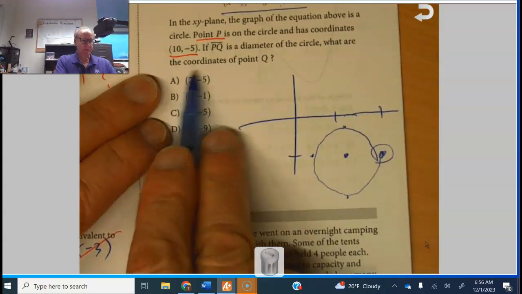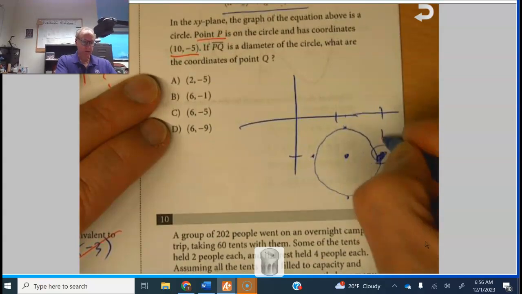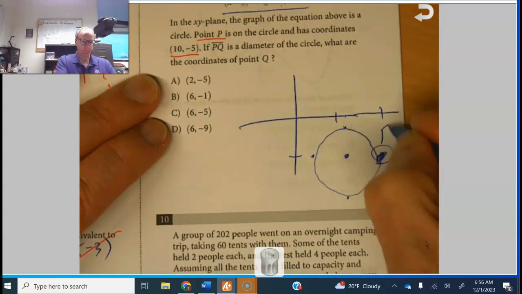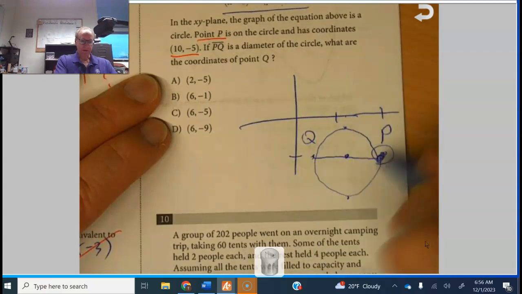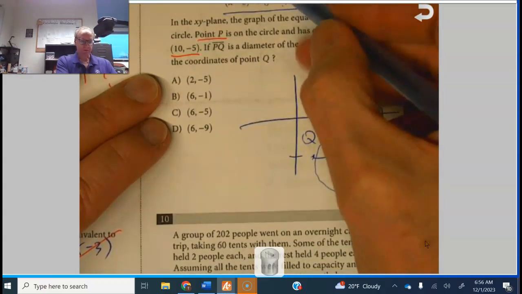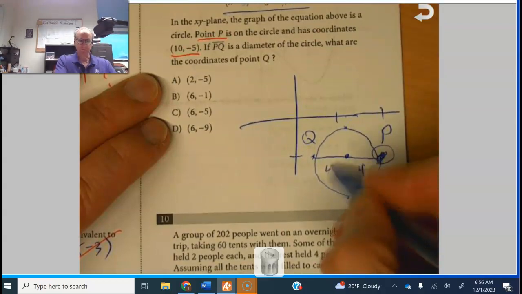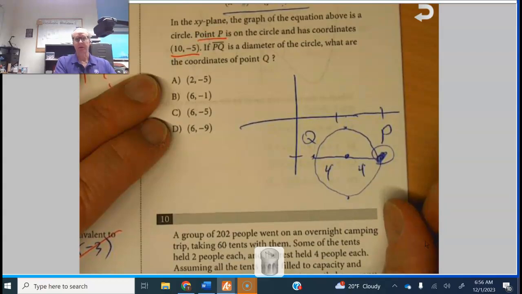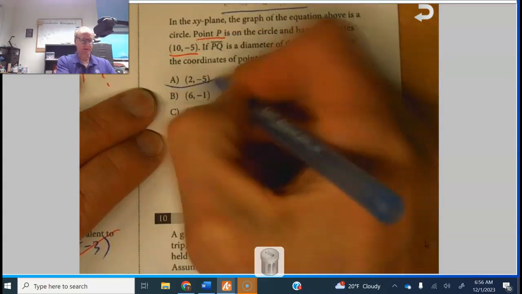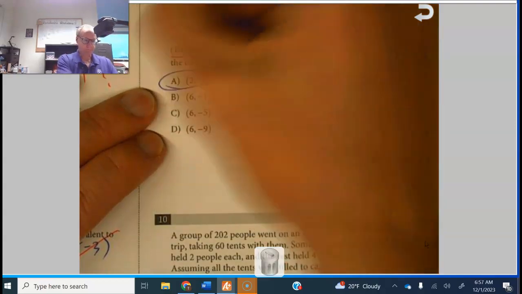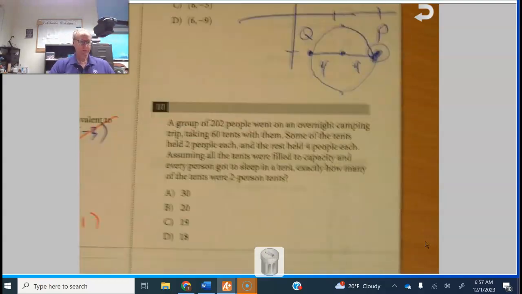And it says PQ is a diameter. So there's my P, yep. And here's my Q over here, because this is a diameter. This distance goes from 6, -5 to 10, -5, has a radius of 4. Go 4 back, and you've got your answer. And we know exactly where this is. And hopefully you guys can see that it's 2, -5. There's my answer.